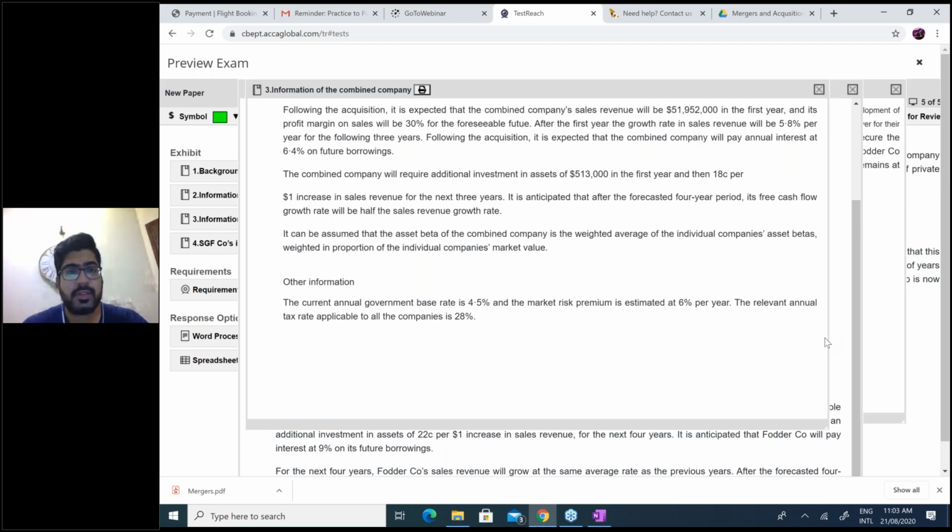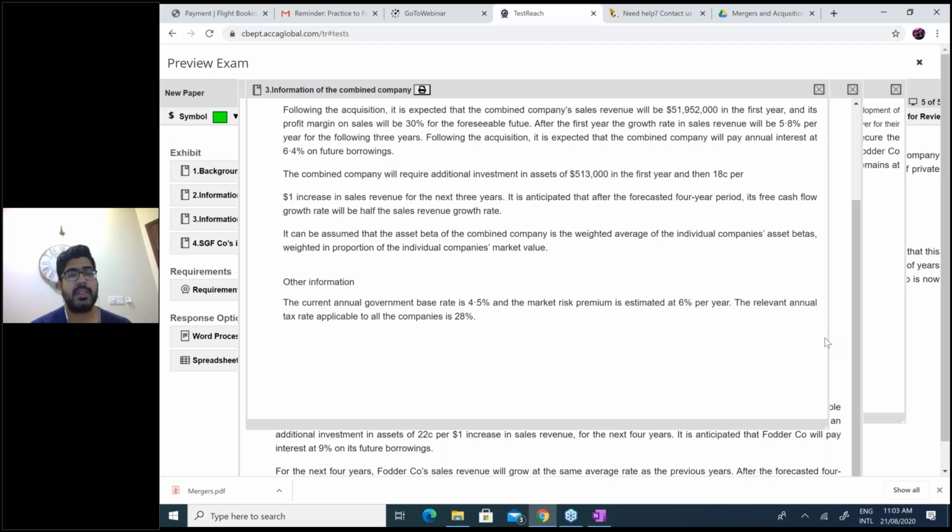So after the first year, the growth rate in revenue will be 5.8% per year for the following 3 years. Following the acquisition, it is expected that the combined company will pay interest at 6.4%.